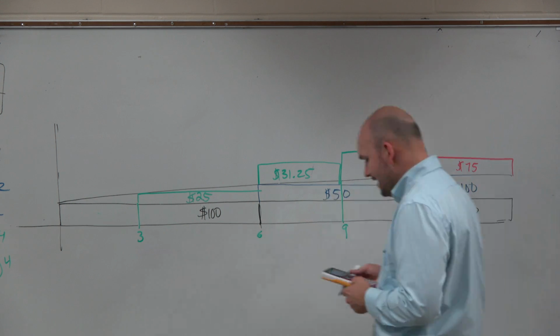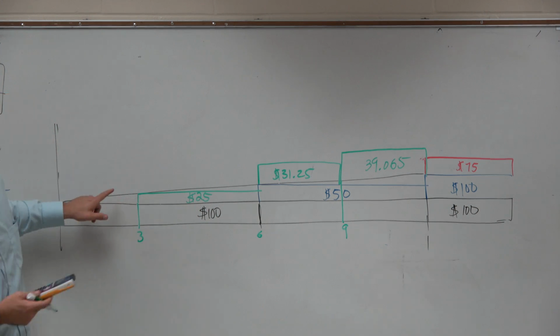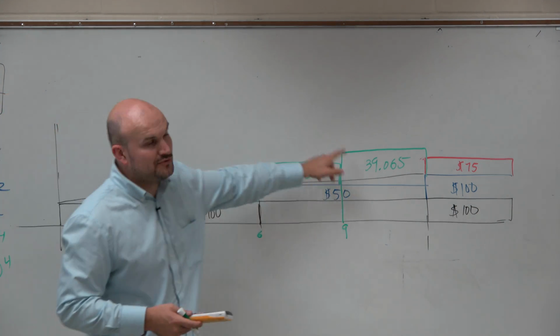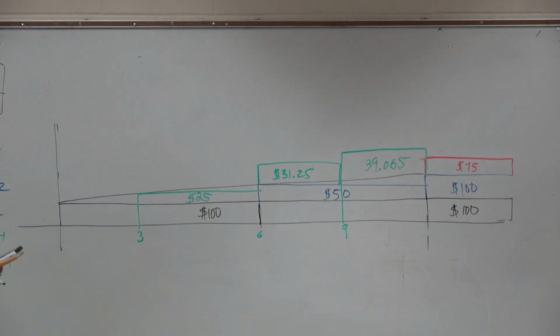OK? And then last but not least, I have to add that to my grand total. Now I need to do 25%. So 1, 2, 3, I need to do it 4 times. This is the end of the 4th quarter. So I do 25 plus 31.25 plus 39.065 times 0.25.